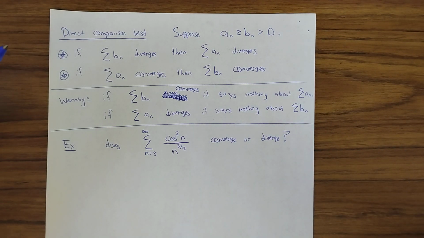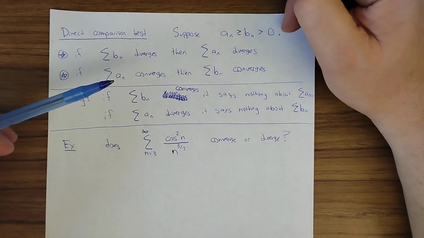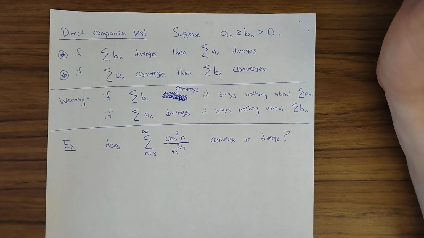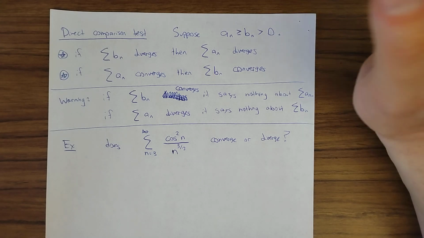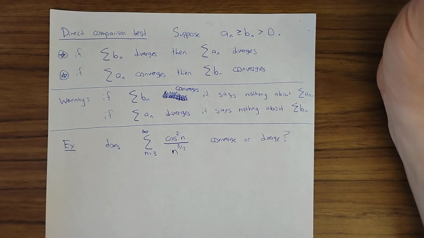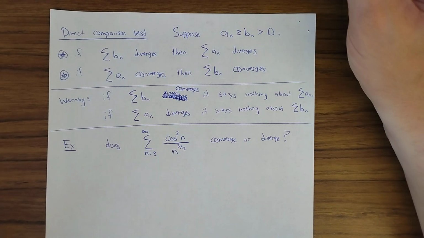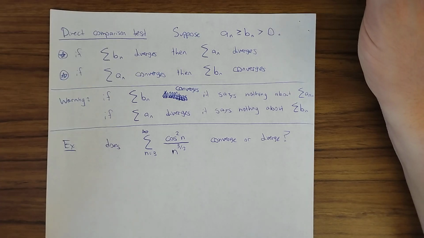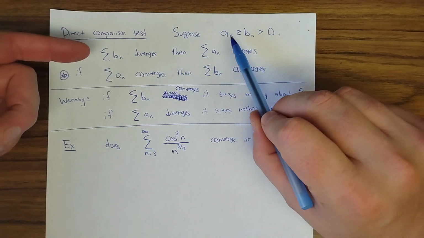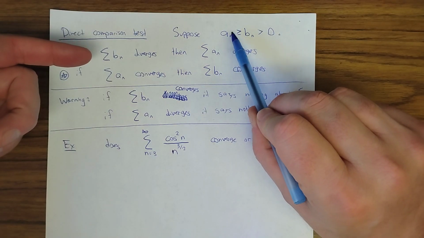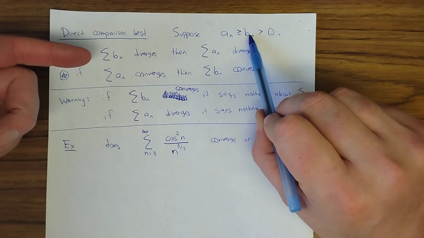So roughly speaking, I would say that as long as we're talking about series with positive terms, convergent means that the terms are small enough. That's how I'm going to think of it. Convergent means like the terms are small enough. Divergent means the terms are too big. And that's how I remember this. So keep in mind, a sub n is at least b sub n.